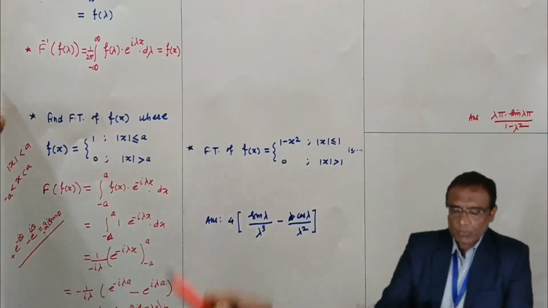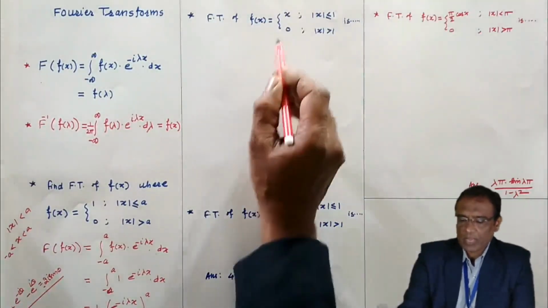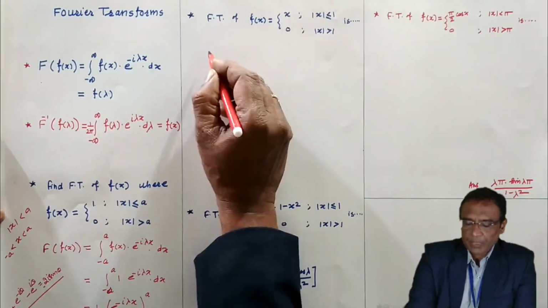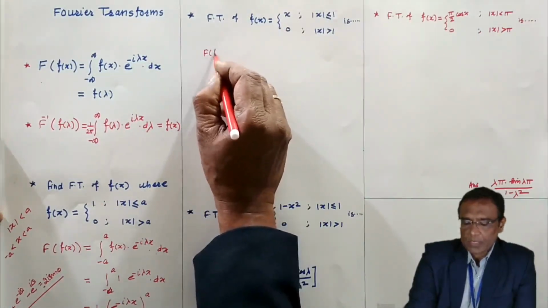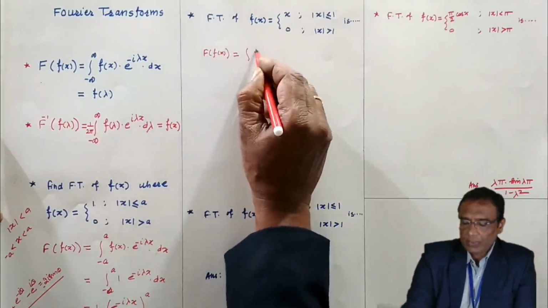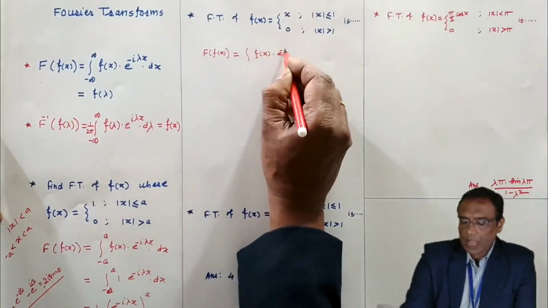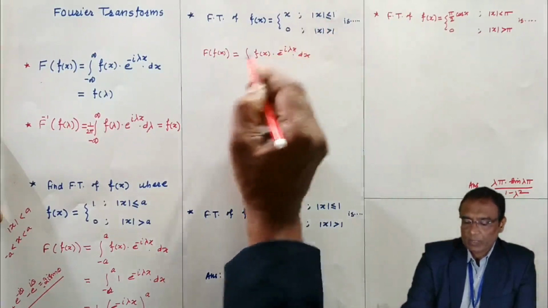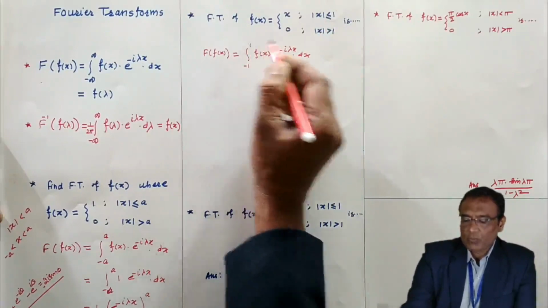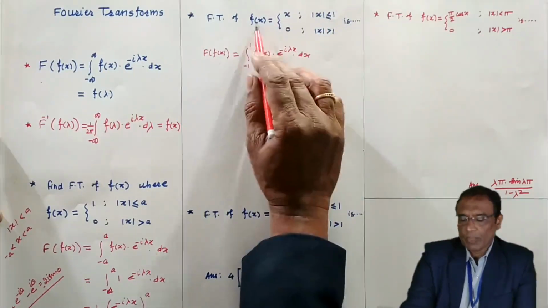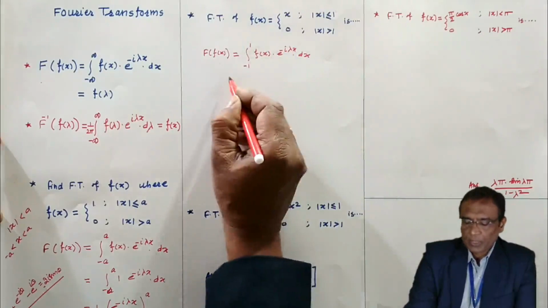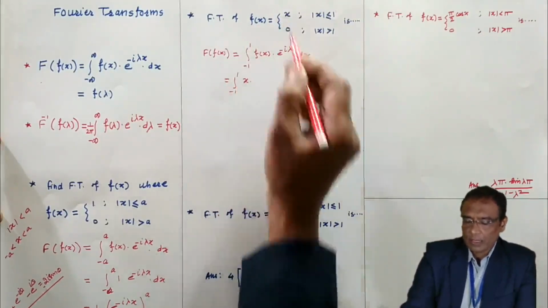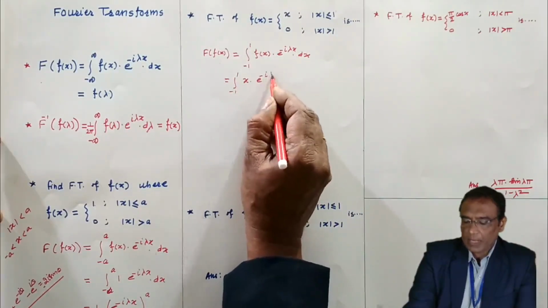Now, coming to the next one, Fourier transform of f(x), hyper. Here we have 1, here we have x. The procedure is the same. The Fourier transform of f(x) is the integral from minus infinity to infinity of e to the power minus i lambda x. Here x lies between minus 1 and 1, so I am putting limits minus 1 and 1. For the other part of the interval, the value of f(x) is 0, so no need to write.